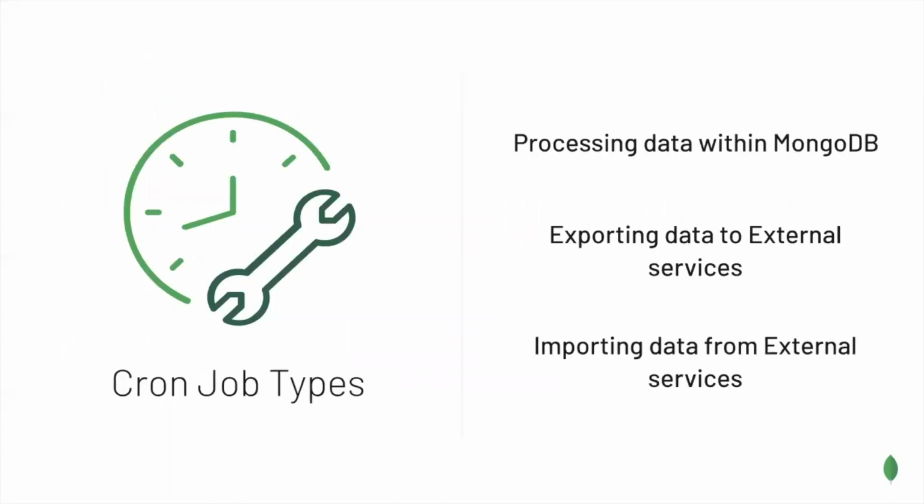What are the cron job types with respect to MongoDB? There could be three types of cron jobs. One processes data within MongoDB at certain intervals of time and dumps the data back into MongoDB. The other is to export data to external services. And the last is importing data from external services and saving it in our database.